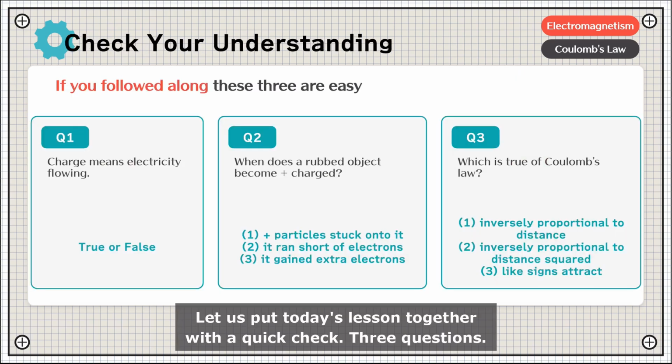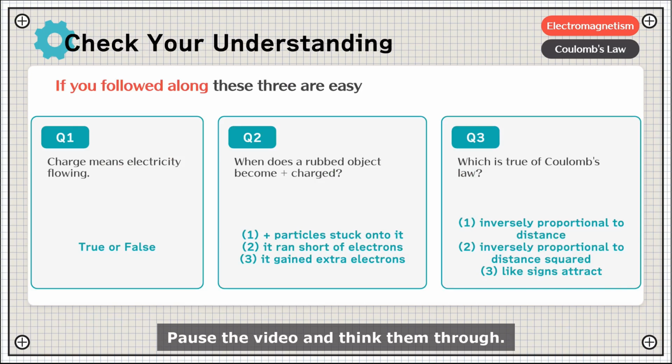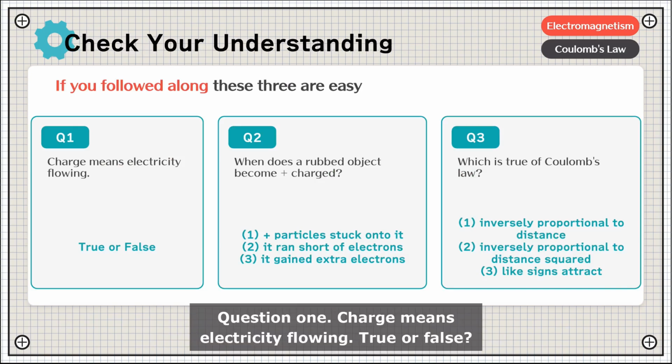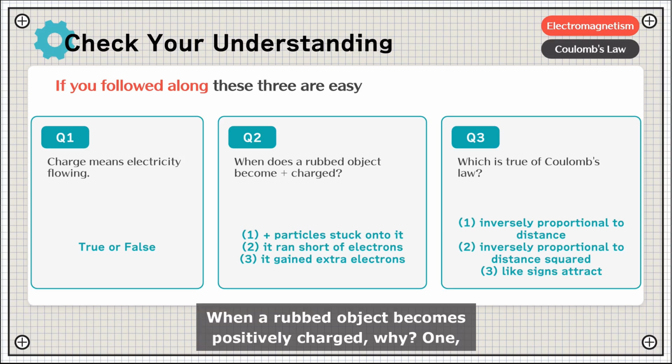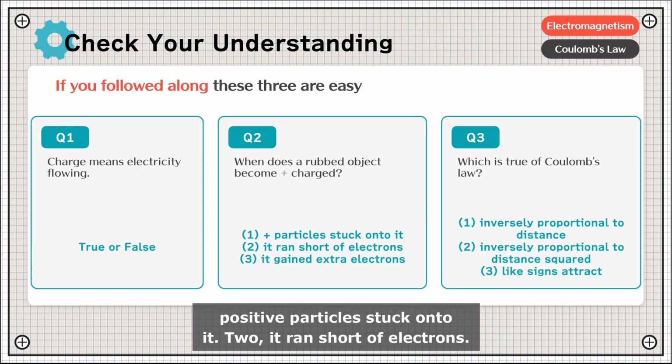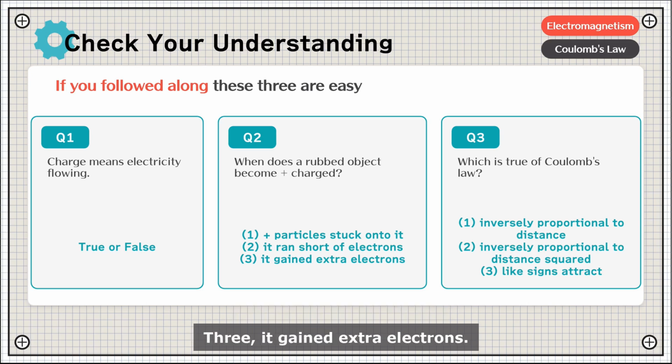Let us put today's lesson together with a quick check. 3 questions. Pause the video and think them through. Question 1. Charge means electricity flowing. True or false? Question 2. When a rubbed object becomes positively charged, why? 1. Positive particles stuck onto it. 2. It runs short of electrons. 3. It gained extra electrons.